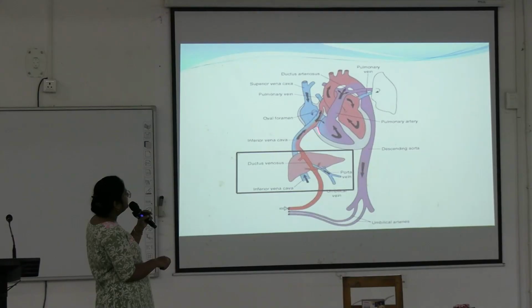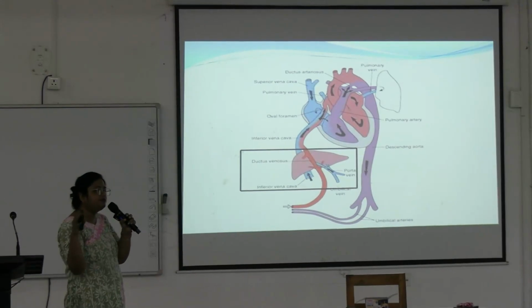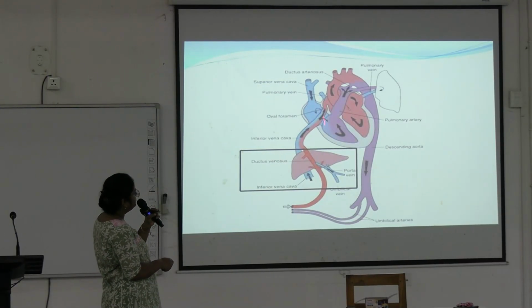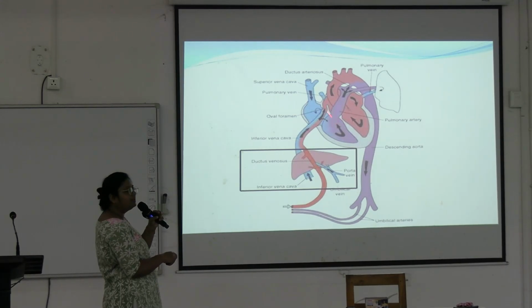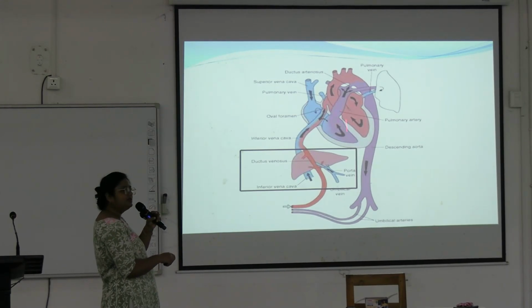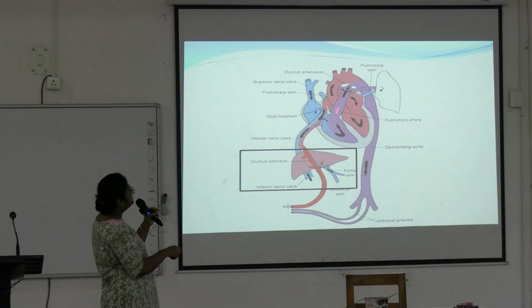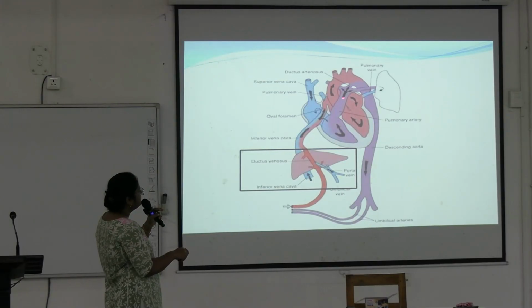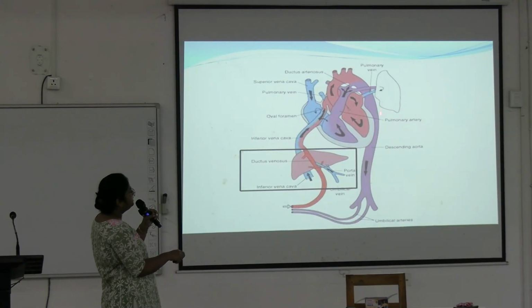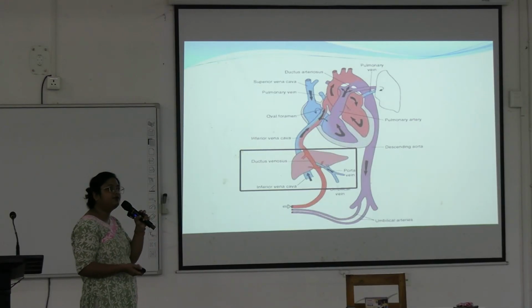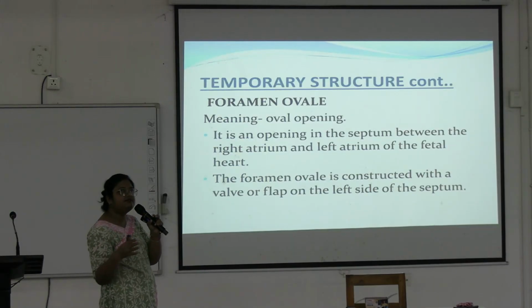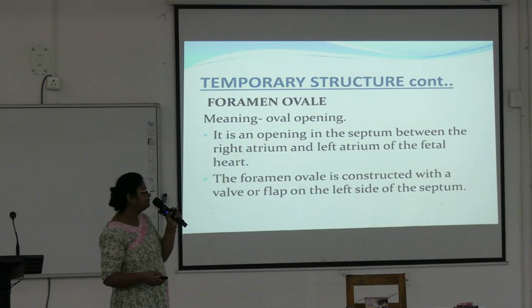And some of the blood from the superior vena cava, which comes from the upper limbs and upper half of the body, passes from the right atrium to the right ventricle and through the pulmonary trunk. Here again is another shunting through the ductus arteriosus, joining with the aorta and distributed to the rest of the body. A very small part of the blood goes to the pulmonary circulation for development of the lungs.